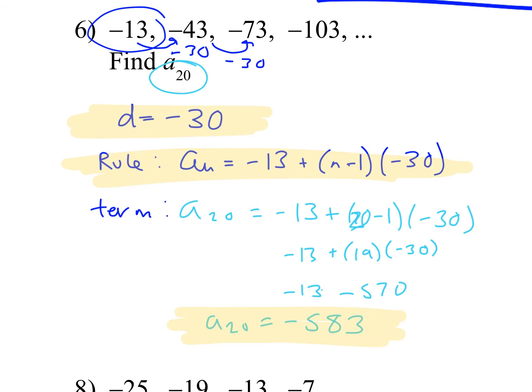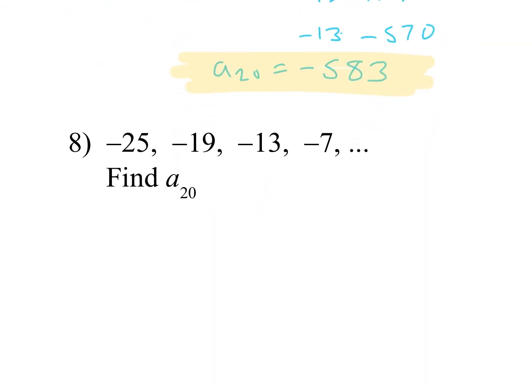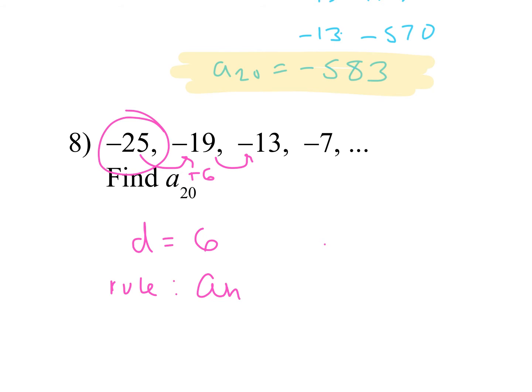Alright, next one. Number 8. We're doing the same thing. So first let's find our common difference. We see that we are adding 6 and adding 6 and adding 6. So d is equal to 6. Next, let's find our rule. We plug in our first term and our common difference. So a sub n is equal to -25 plus n minus 1 times our common difference, which is 6. So that's our rule.